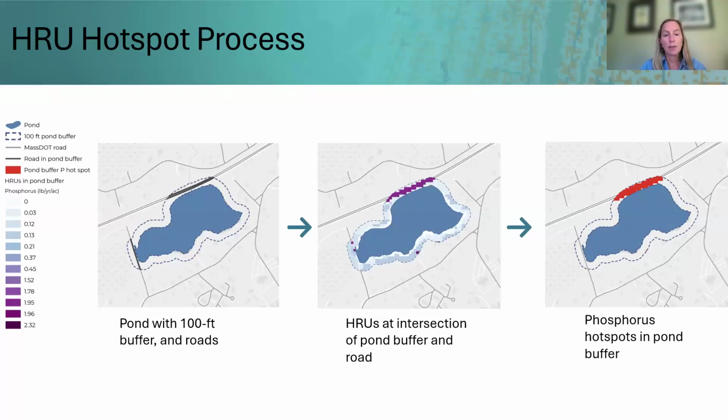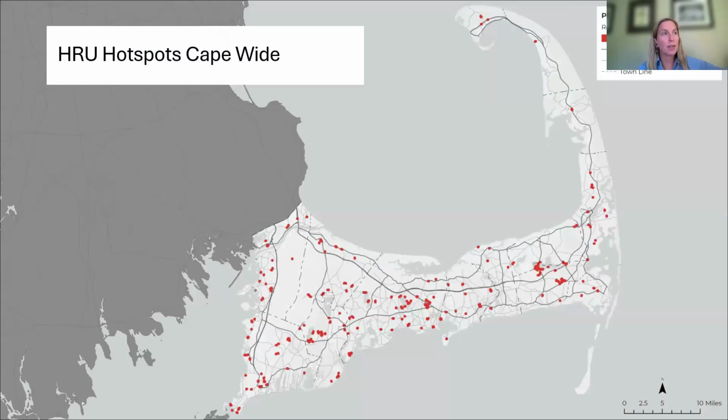So then we wanted to scale this up to a regional level, because this whole project is used in the newly updated regional transportation plan, which is a regional plan. So now the information has been incorporated into the regional transportation plan for future road projects. Next slide, please. You can see here the network. This is the Cape-wide HRU hotspots. And you can see the network of roads across Cape Cod. This map shows major and collector roads, and the red spots are the phosphorus hotspots.